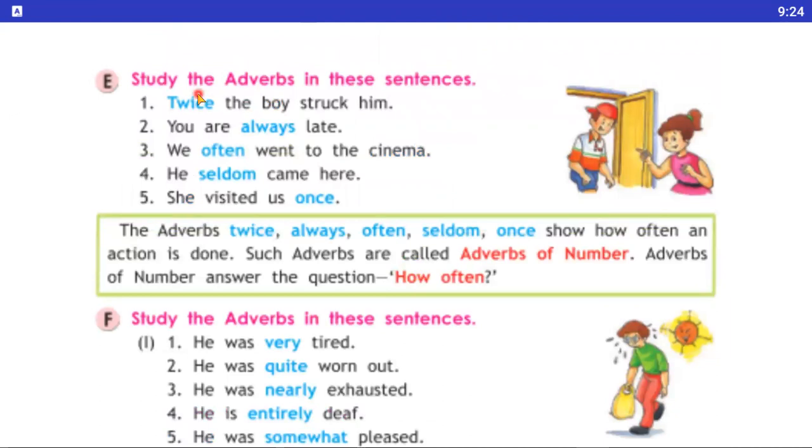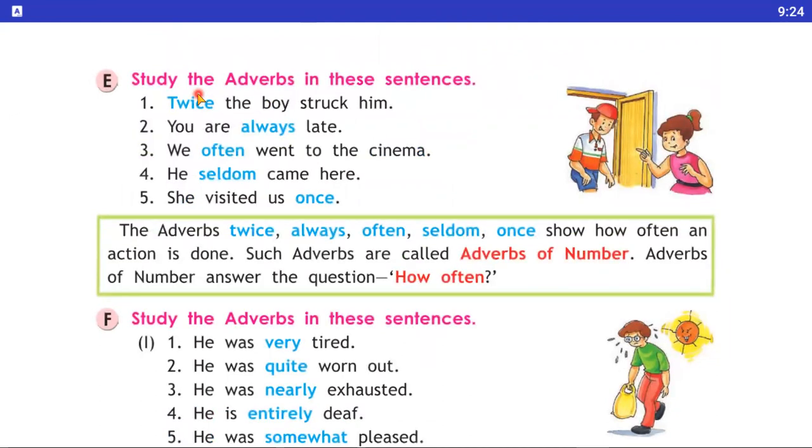So student, now our next category of adverb is adverbs of number. Okay, so now firstly examples are given here. Twice the boy struck him. You are always late. In the third, we often went to the cinema. Number fourth, we seldom came here. And number fifth, she visited us once. So student, these words, twice, always, often, seldom and once, show how often an action is done.